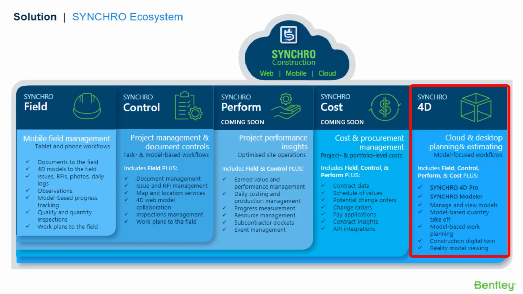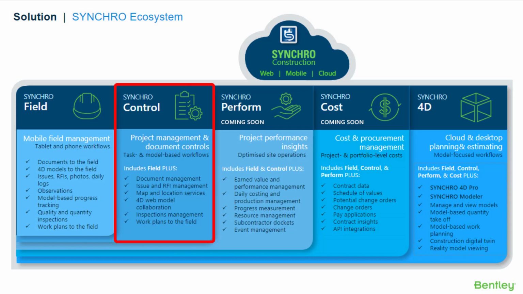Synchro 4D is our cloud and desktop planning and estimating tool. This is the traditional Synchro tool most know. It allows us to link our models to our schedules and give us the ability to look into the future of our construction projects. We can run simulations and comparisons to ensure we have the best and safest plan possible before actual boots hit the ground. Along with this comes Synchro Modeler. That allows us to break up models into more workable sections and do model-based quantity takeoffs.